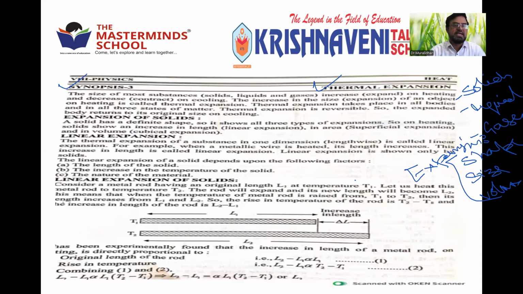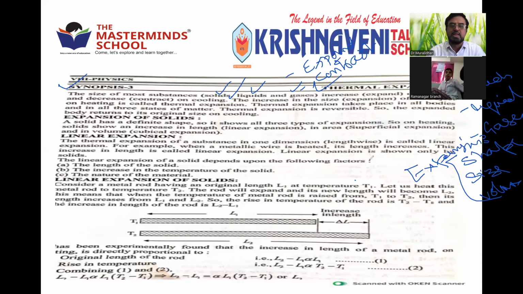See here, the size of most substances, solid, liquid and gases, increases on heating and decreases on cooling. Agree? When you are heating either a liquid, solid or gas, the size increases. The size decreases when you are cooling. Contraction and expansion, they are called. Expand means increasing, contract means decreasing. So expansion and contraction take place when you are heating or cooling the body. That is called thermal expansion.